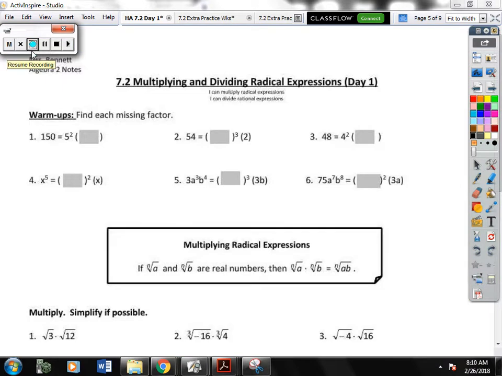So today's whole lesson is going to be multiplying and simplifying radical expressions that could be square roots, cube roots, fourth roots, fifth roots, things along those natures. So for the warm-up, they just want us to find each missing factor.